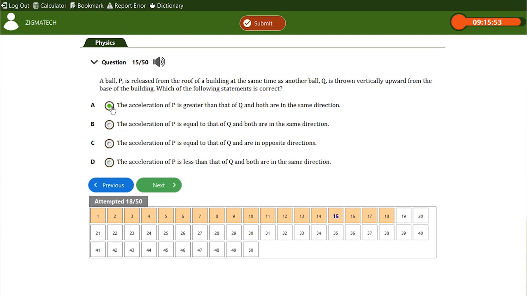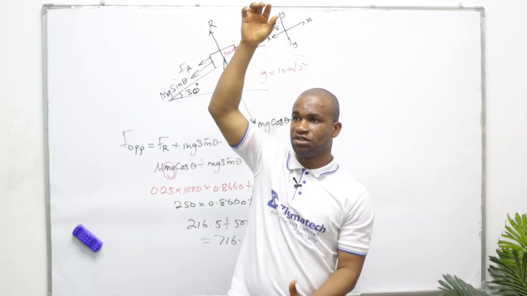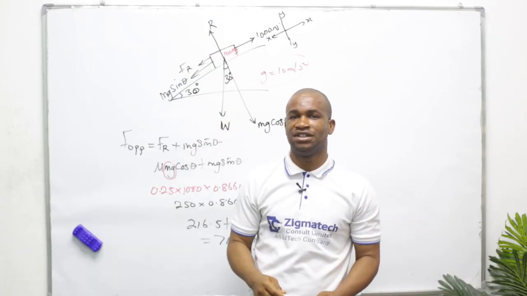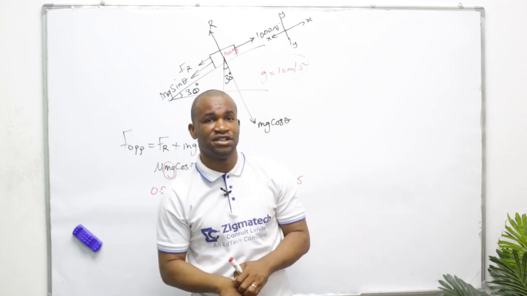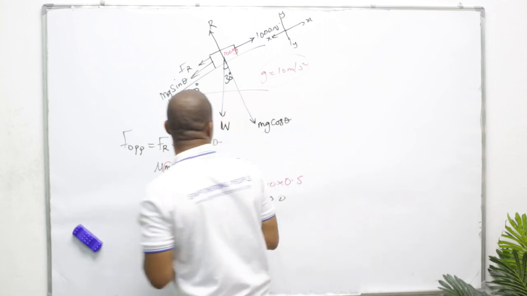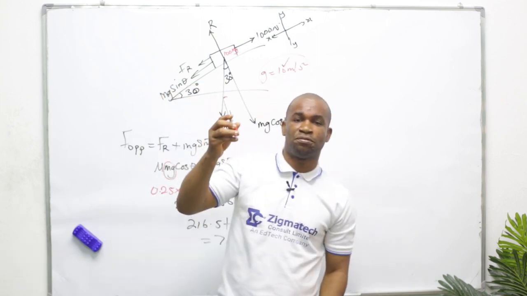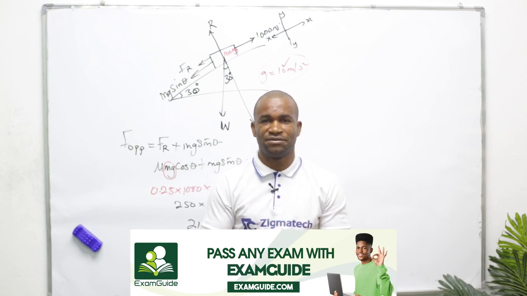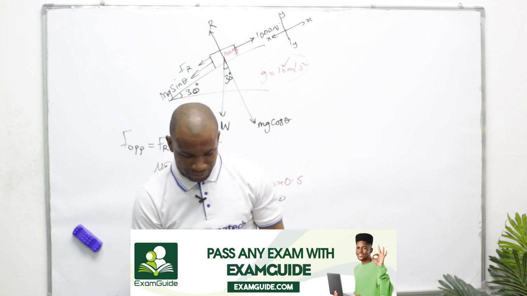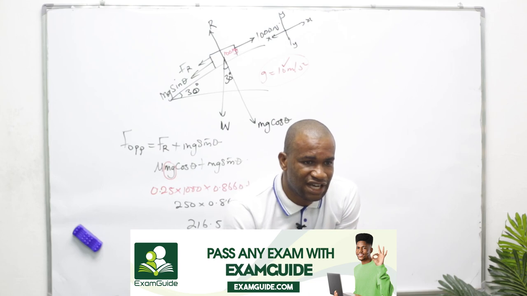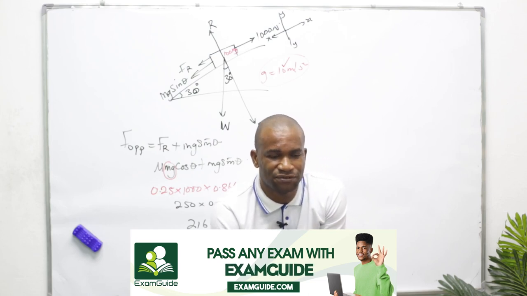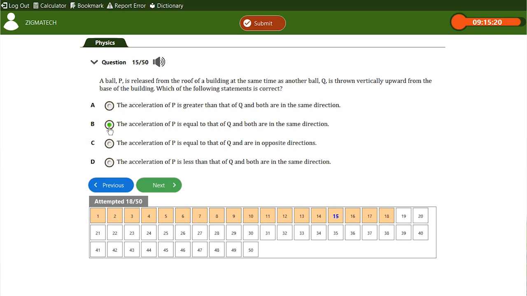Okay. The acceleration due to gravity is always acting on the body when the body is thrown up. When the body is allowed to fall down, acceleration due to gravity is acting on it. So acceleration due to gravity must be there, and it is g, which is always 10. Whether it is thrown up or thrown down, the acceleration due to gravity will not change its value. So the acceleration of P being greater than that of Q is not true. So it's not option B.